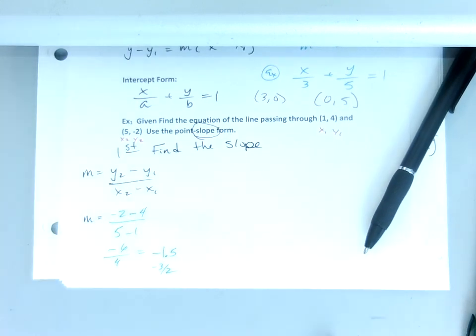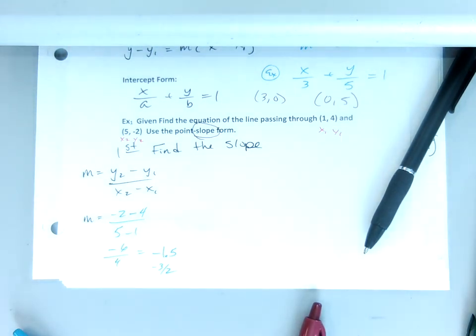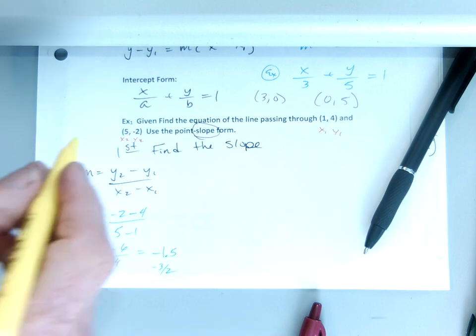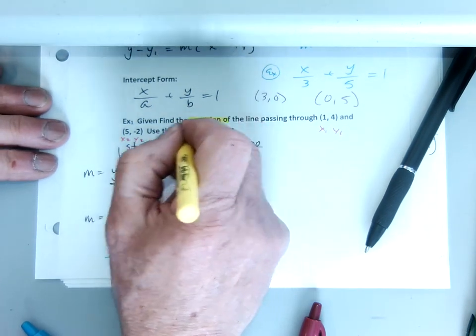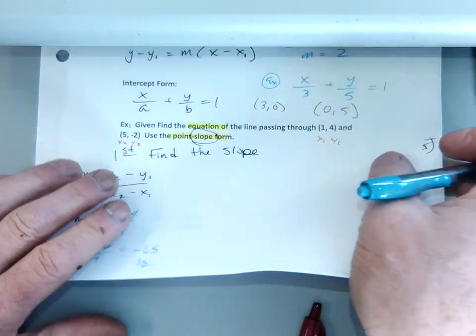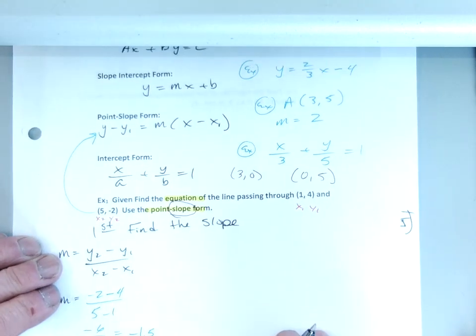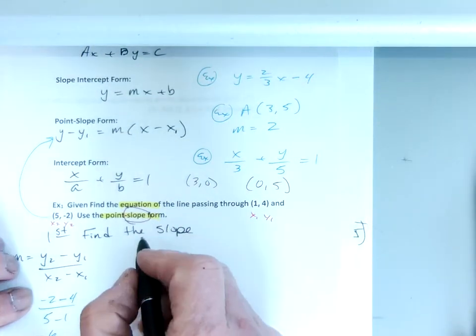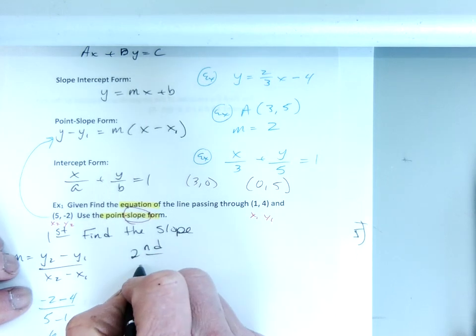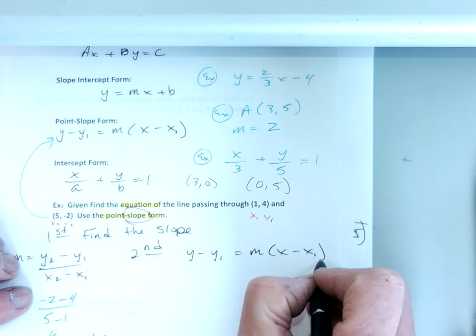Either way, whatever you like. Do you like a fraction? Do you like a decimal? It doesn't matter. Now the second thing I need is the equation. Since I need the equation, I'm going to use my point slope form, y minus y1 equals m times x minus x1. I want to use that formula.